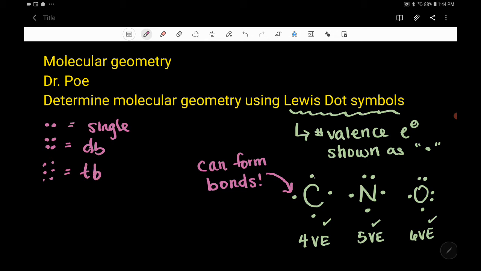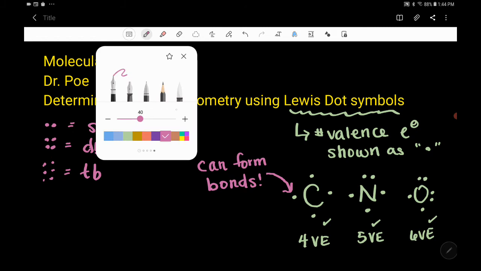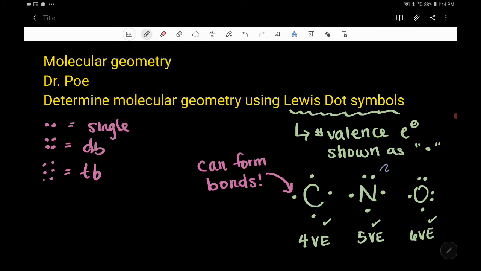But those are only the ones that are unpaired. The paired up ones, which I'll draw in blue, are called lone pairs. Leave them alone; they're already in a pair. So we see lone pairs here, here, and here. These are not going to be used for bonding because they're already paired up. Only the non-paired up ones want to form bonds.